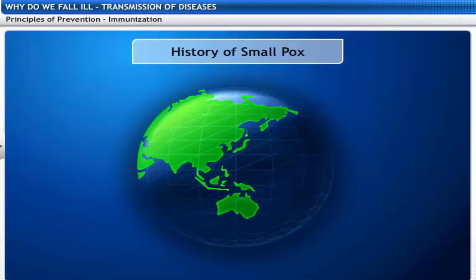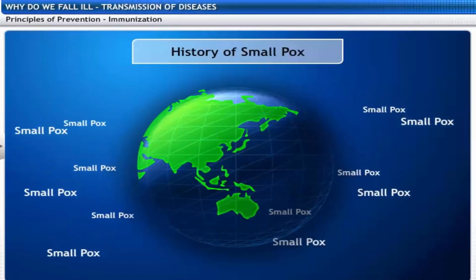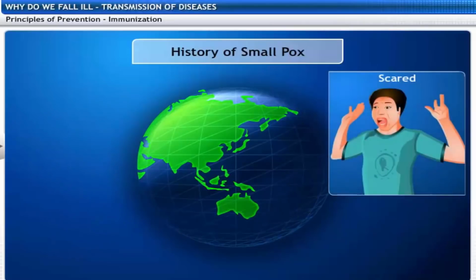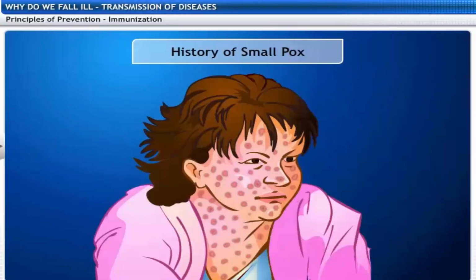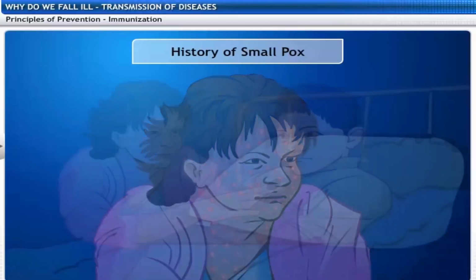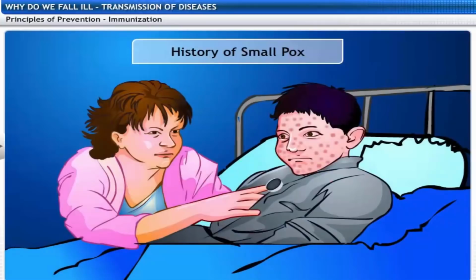Let's see how the immunization came into existence. 100 years ago, smallpox epidemics were common throughout the world. People were scared of catching the disease from the patient. People who already suffered from the disease provided nursing care for the victims of smallpox as they were not likely to catch the disease again.